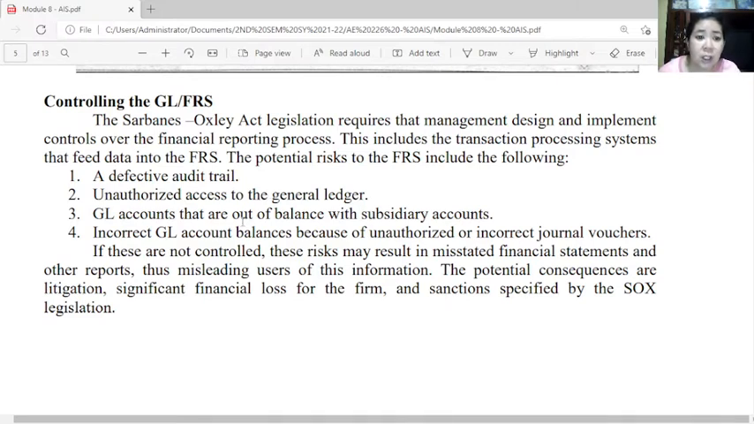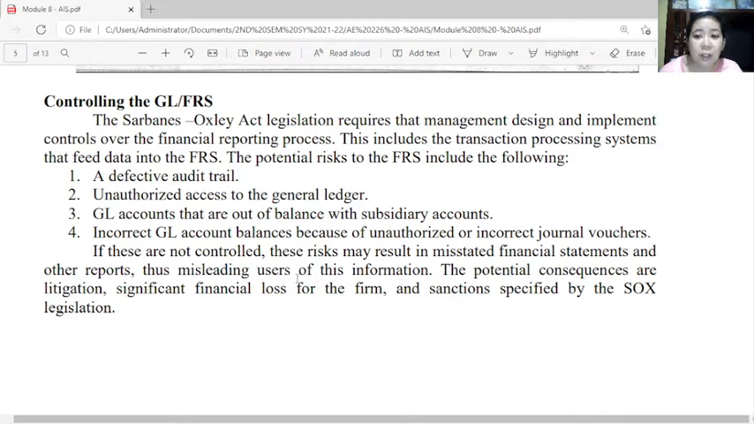the general ledger accounts are out of balance with the subsidiary accounts, and number 4, there might be incorrect general ledger account balances because of unauthorized or incorrect journal vouchers used. That's why it is very important to implement controls to avoid these risks. If these are not controlled, the risks may result in misstated financial statements and other financial reports. Thus, it will mislead the users of this information.